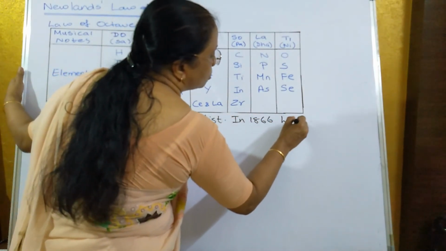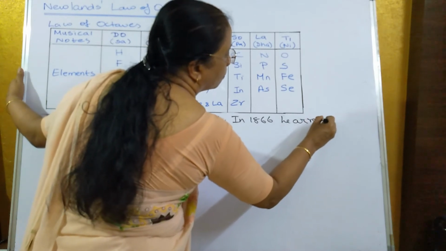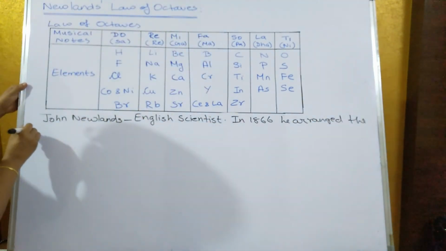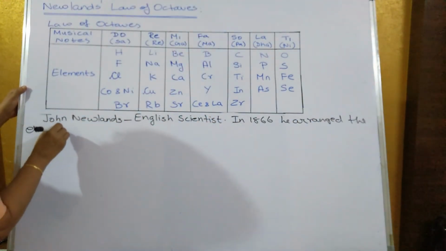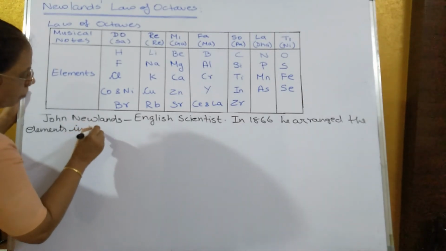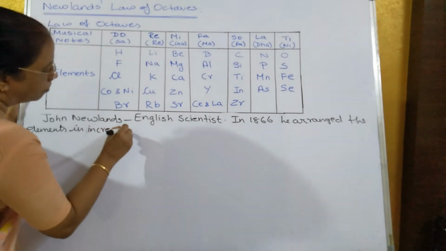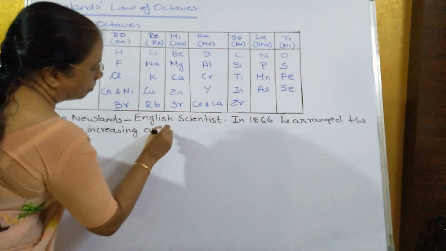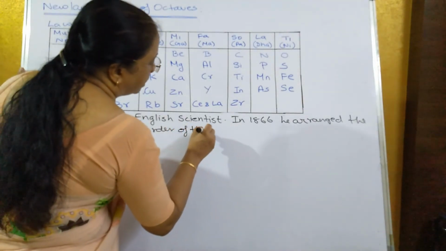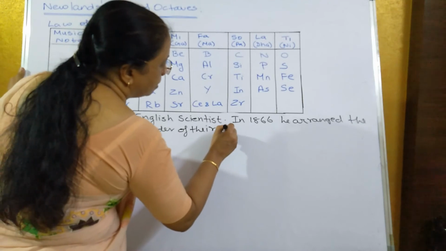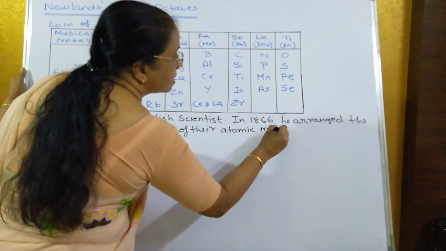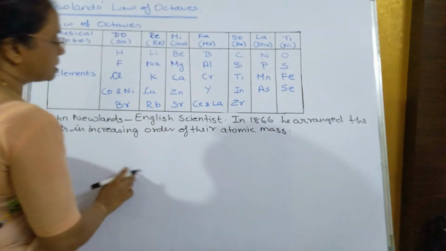he arranged the elements in increasing order of their atomic mass. तो 1866 में ये साइंटिस्ट ने सब एलिमेंट्स को अरेंज किया. कैसे अरेंज किया? इंक्रीजिंग ऑर्डर. जैसे जैसा उसका एटॉमिक मास इंक्रीज होते गया वैसे वैसे वो अरेंज किया.